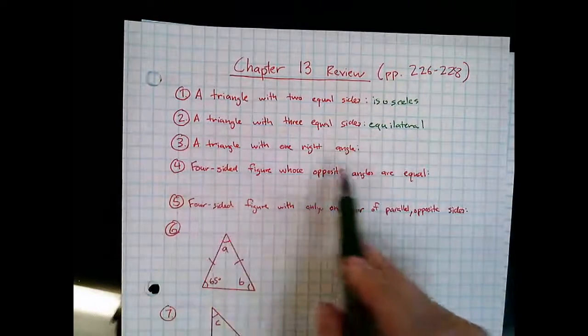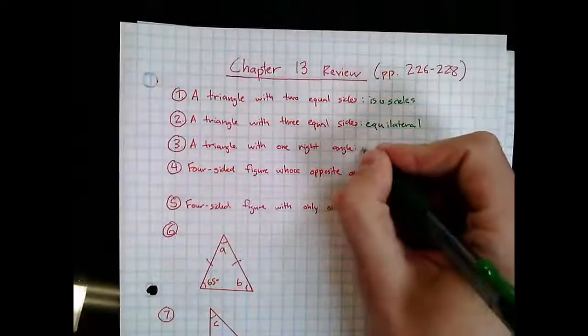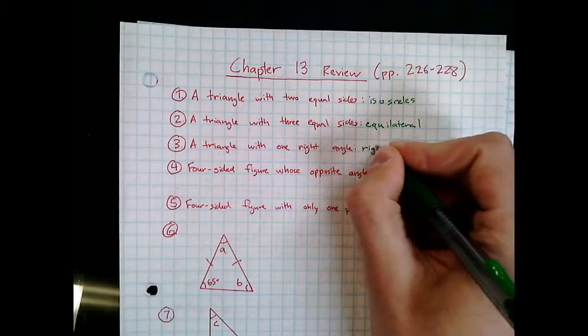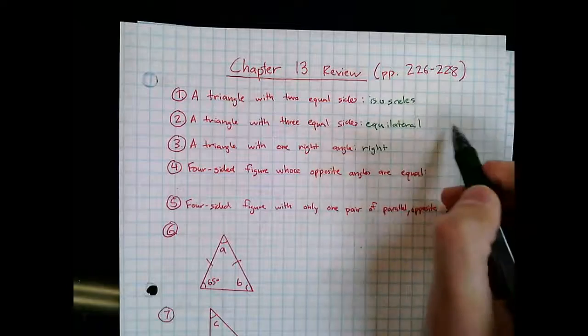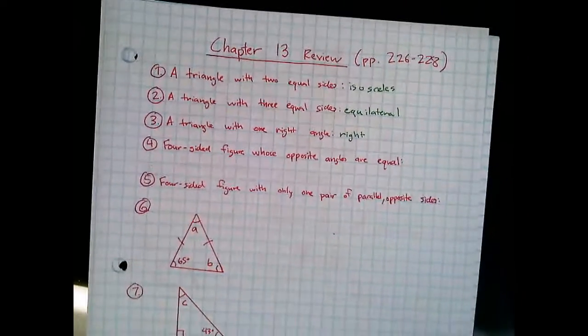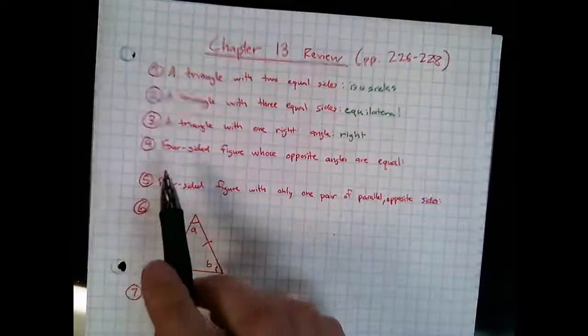A triangle with one right angle. Answer's right there for us. That is a right triangle. And you'll notice that the list that you had, I should write triangle after each of these. But again, just to save time, I'm just going to write that first word.